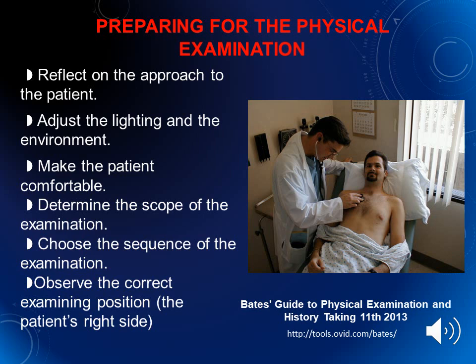Then adjust lighting and the environment. Adjust the bed to a convenient height before the examination. Good lighting and a quiet environment are very important for successful examination. Tangential lighting is optimal for structures such as the jugular veins, pulse, thyroid gland, and apical impulse examination.